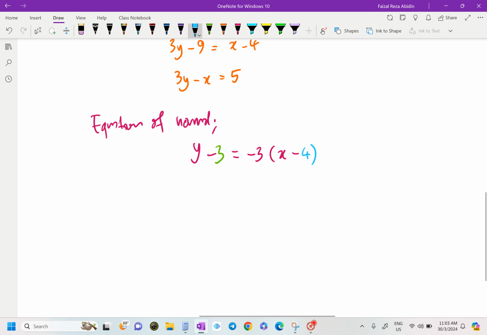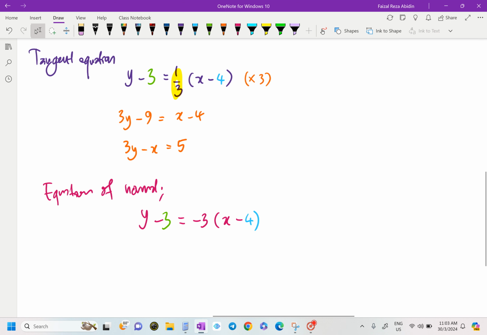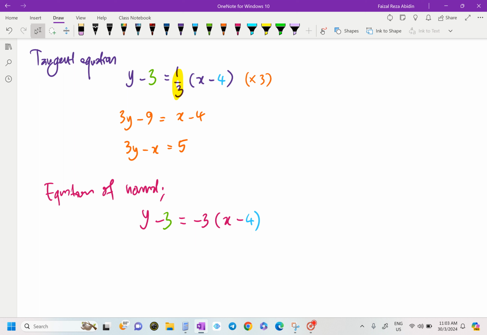So what happened over here? Equation of normal, you know how to get the normal, right? How did we get the normal? From this one, from the tangent equation, 1 over 3. This is going to be our first gradient, m1 m2 equals negative 1. So this one is 1 over 3, so m2 here for the normal, negative 1. If I bring it to the other side, you are going to get what? 1 over 3 brought to the other side is going to be negative 3. So that one you are going to use.